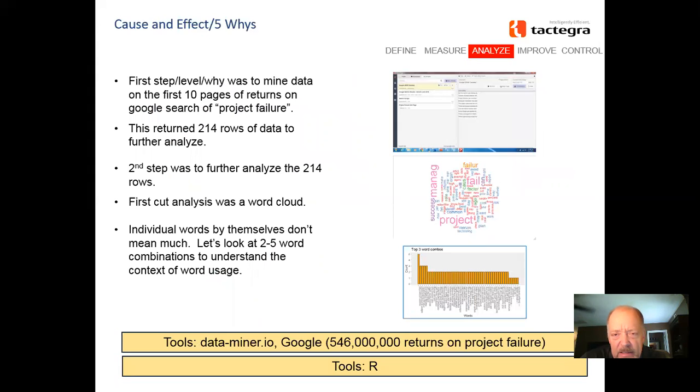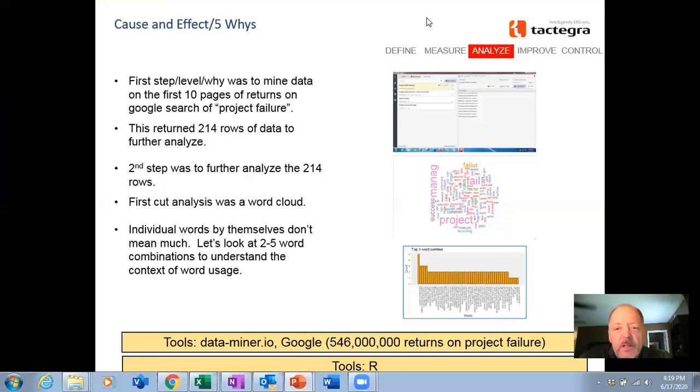Then we also went and did the old 5 Whys, and to really mine the data, we used a tool called Data Miner IO. Again, we have over 546 million returns on project failure. So we pulled this data into R and did a word cloud. Individual words clearly won't help, because if you're searching on project management, the word project is going to come up. So it's really about potentially the 2 to 5 word combinations.